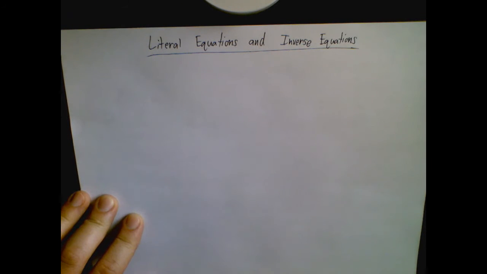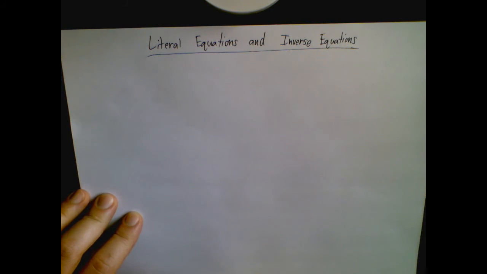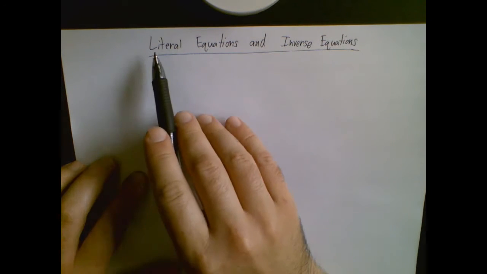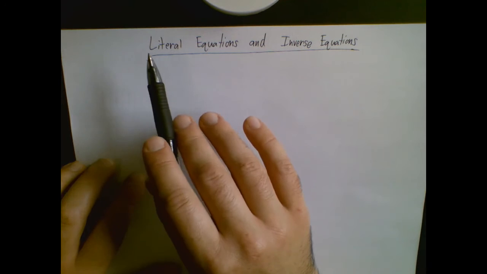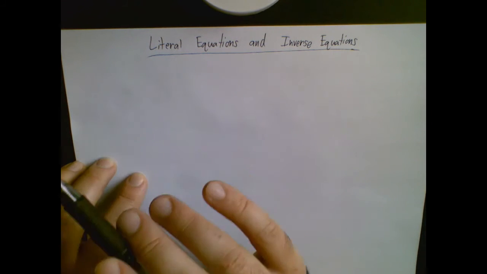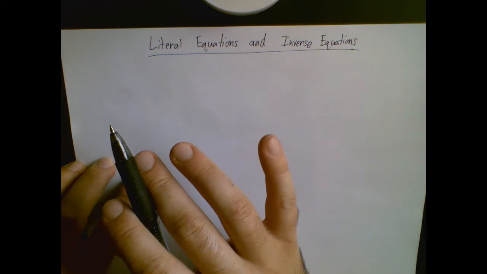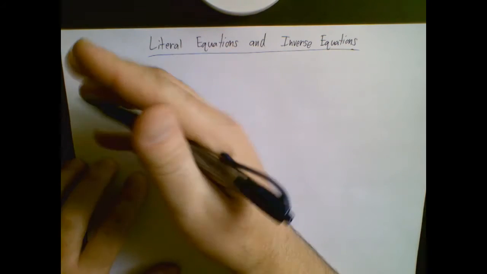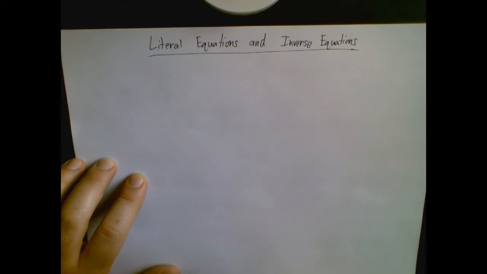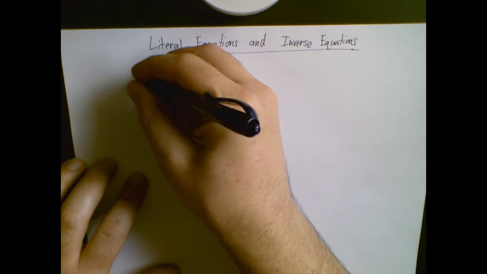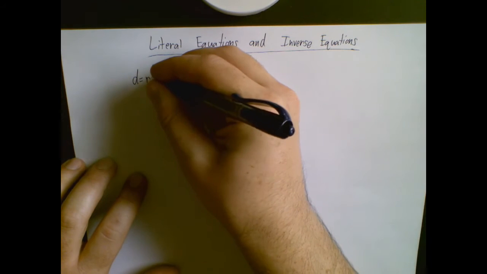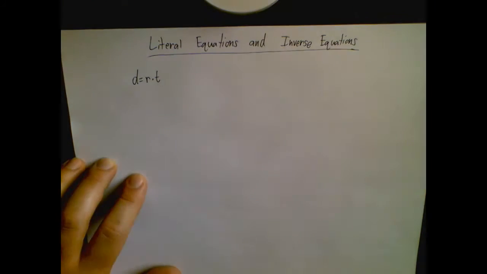Today we're going to be looking at literal equations and inverse equations. These are two types of equations that work very similarly. A literal equation is the actual definition of this word, which means letters, all letters and words. So for the most part, you're going to have few, if any, numbers in these equations. We're going to start with one of our more famous ones, d equals r times t.